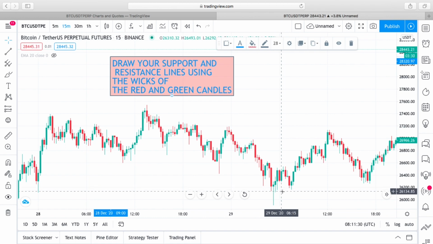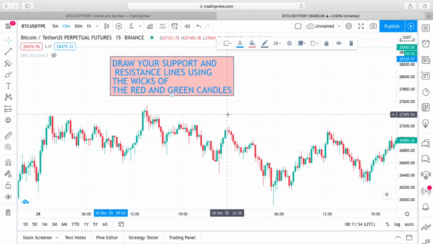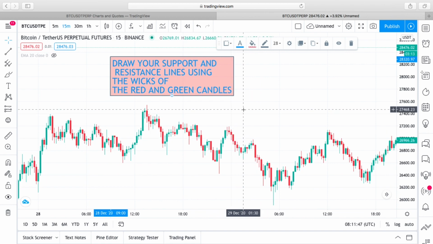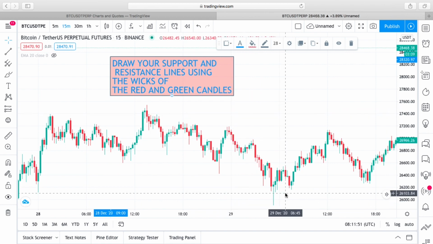So when I say I want to draw a resistance line, I'll have to start drawing it from this upper part. When I say I want to draw a support line, I will have to start drawing it from this lower part. Very important, because if you do not understand this, you might think here's a support and here's a resistance. So the resistance line is the upper part, the support line is the lower part.